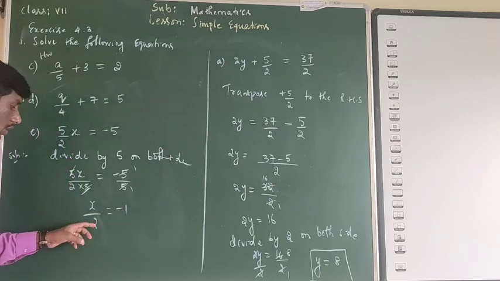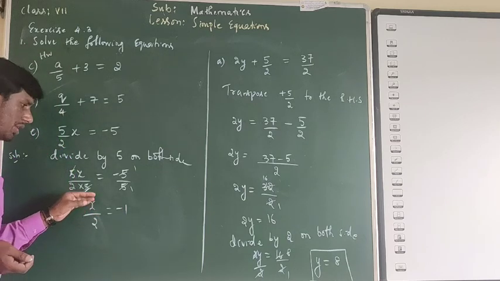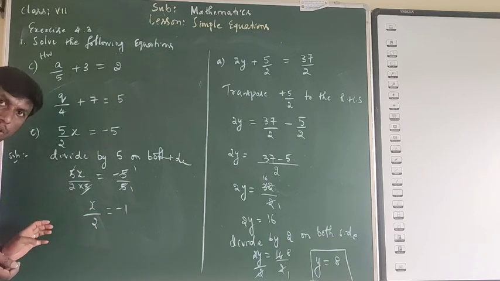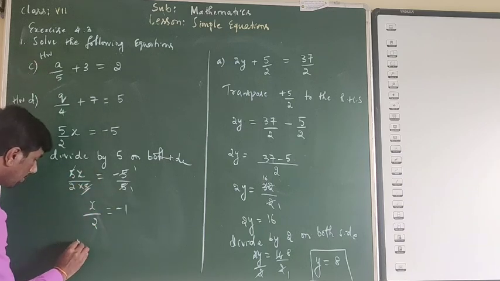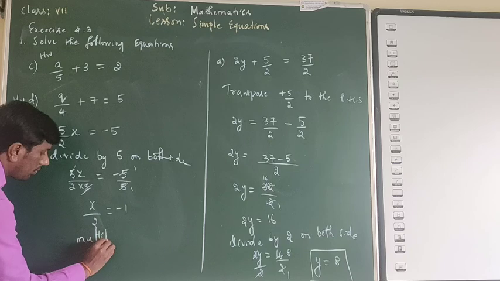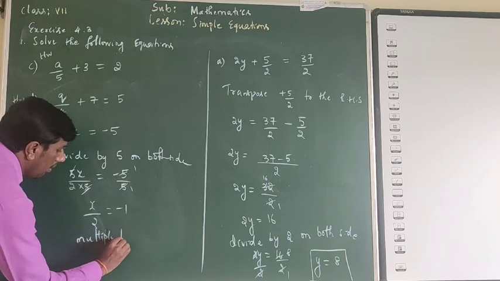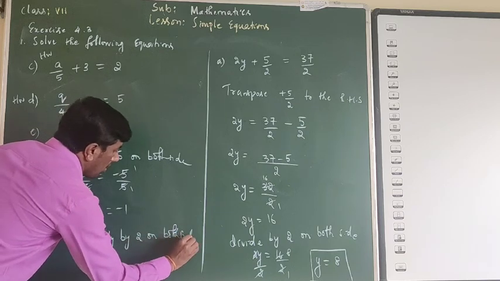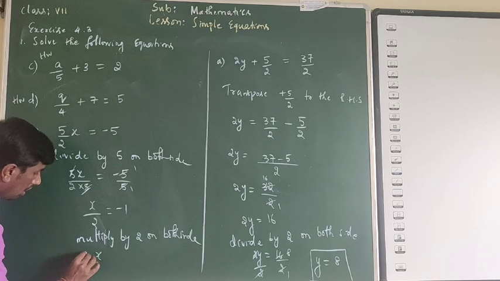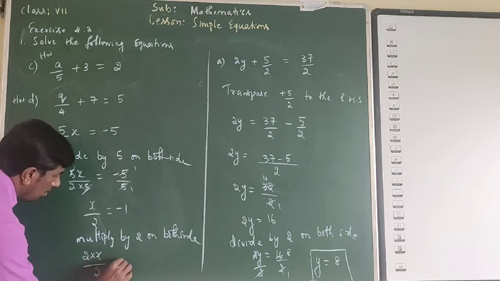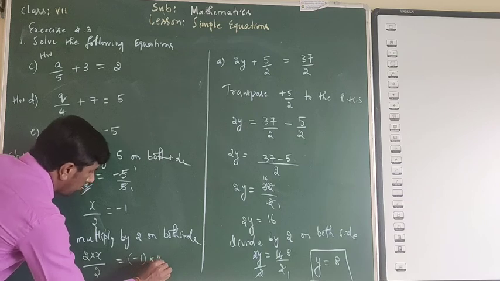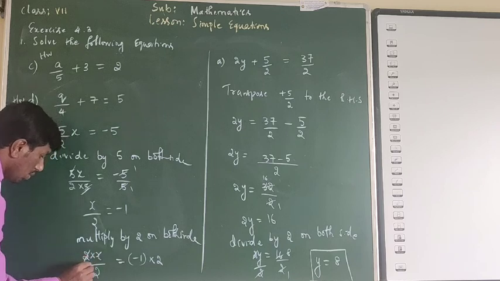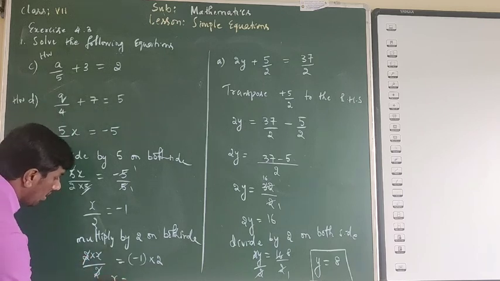Again I need to remove the 2 in the denominator. In order to remove that, we should multiply by 2. Multiply by 2 on both sides. So what will happen? x should multiply with 2. 2 into x divided by 2 is equal to minus 1 into 2. Clear? 2 is multiplied in the LHS also, 2 is multiplied in the RHS also. So in the LHS, 2 will get cancelled. x is the only remaining thing in the LHS.